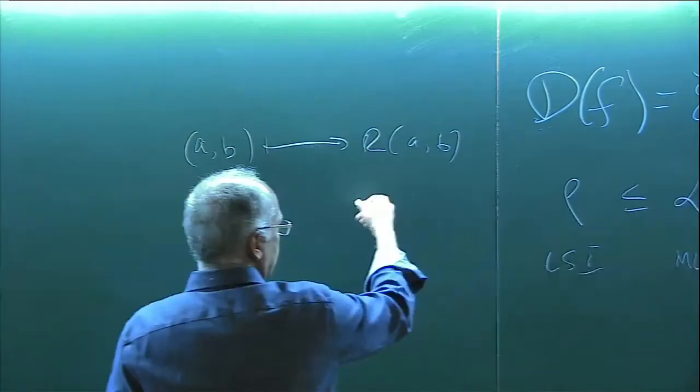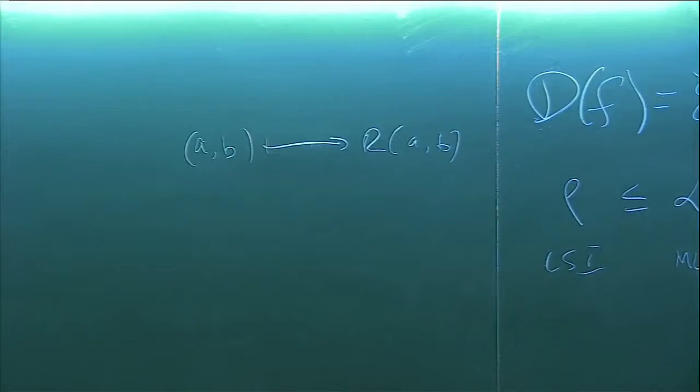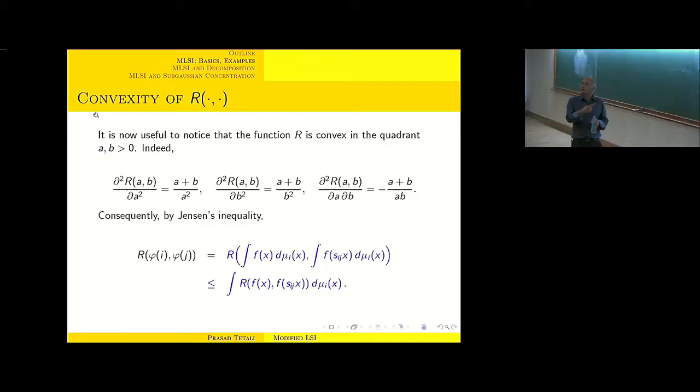Right, for either of those, by just computing the Hessian, you can check that, okay? And that's useful, as you will see, because now if I have that functional R and averages inside, I can take it outside, okay? This is a very useful property while you're working with Poincaré, log Sobolev and modified log Sobolev. And the theorem is this.